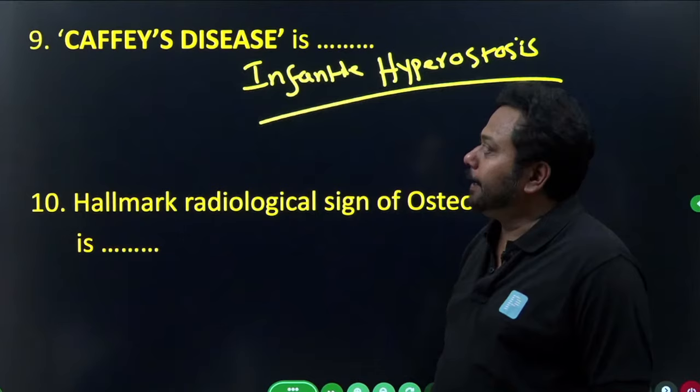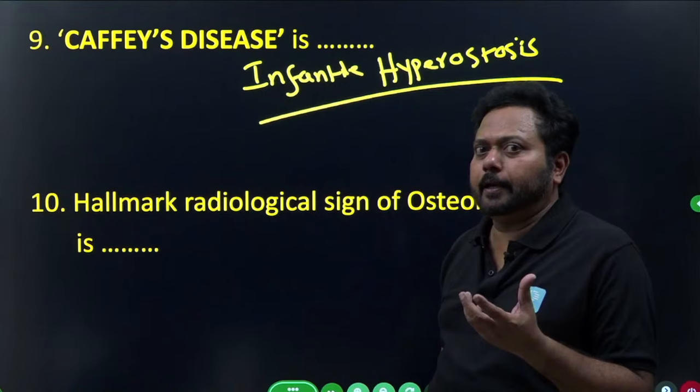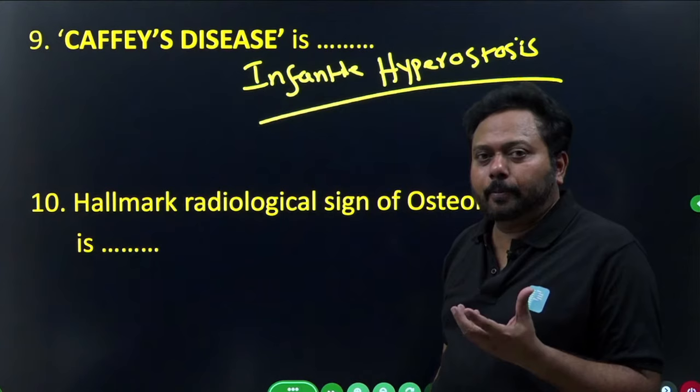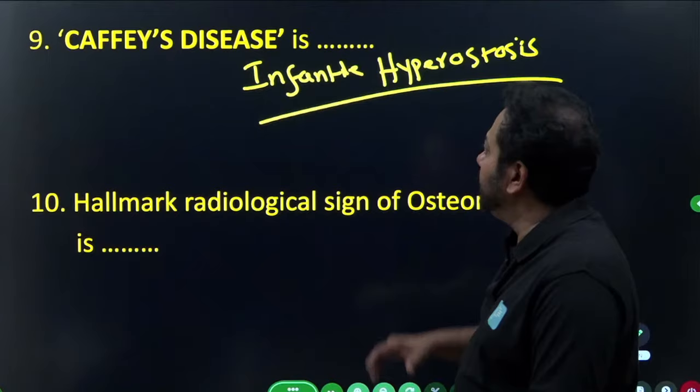Caffey's disease is infantile cortical hyperostosis. Caffey's disease mimics something closely; you can say it may mimic osteomyelitis. Caffey's disease, infantile hyperostosis, may mimic osteomyelitis. And the most common bone involved is the jawbone. Infantile, it is the jawbone. Okay.